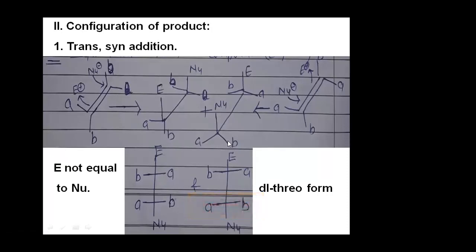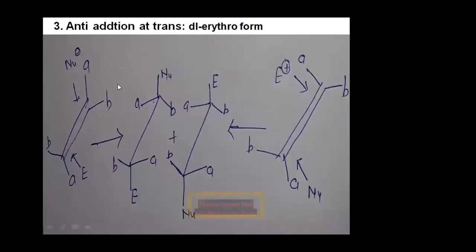Now after that, next case, our third case, which I asked you, and that was part of your homework also. So you can see here anti-addition. If we are taking trans, but the addition is anti-type, then what type of product will form? You can see this is trans, A and A opposite, B and B opposite.